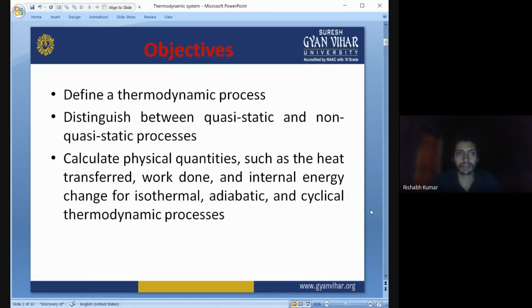of various thermodynamic processes, right? And we will be able to calculate heat transfer, work done, and internal energy for the isothermal, adiabatic, and isobaric processes.